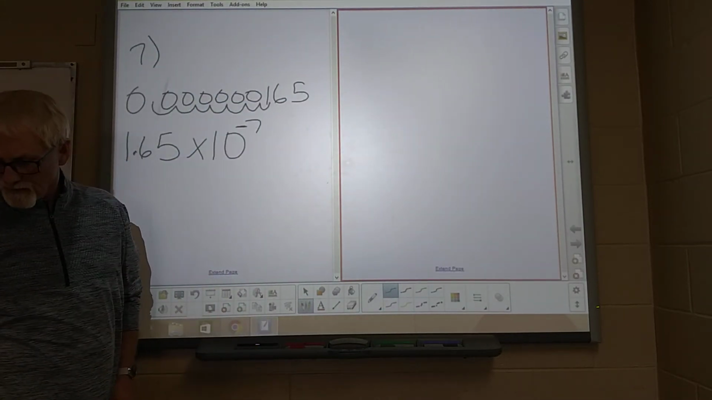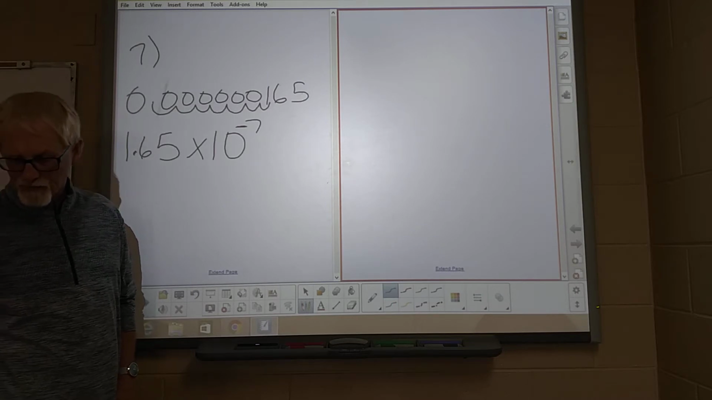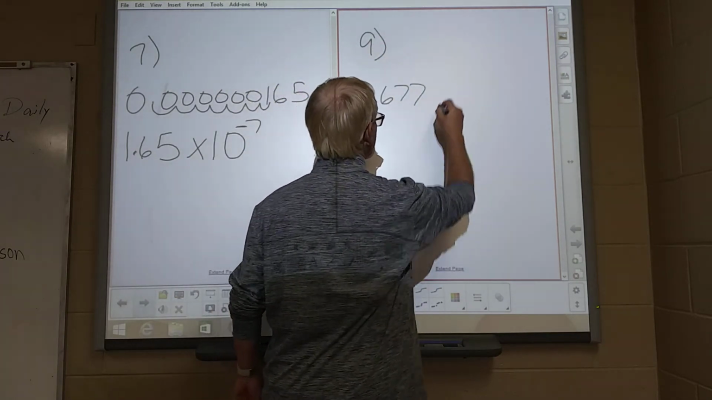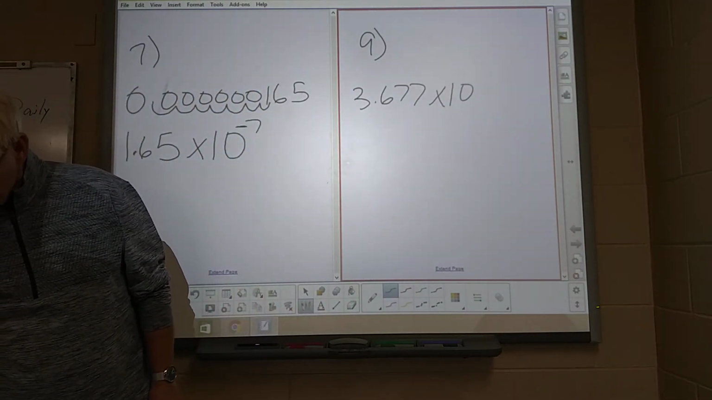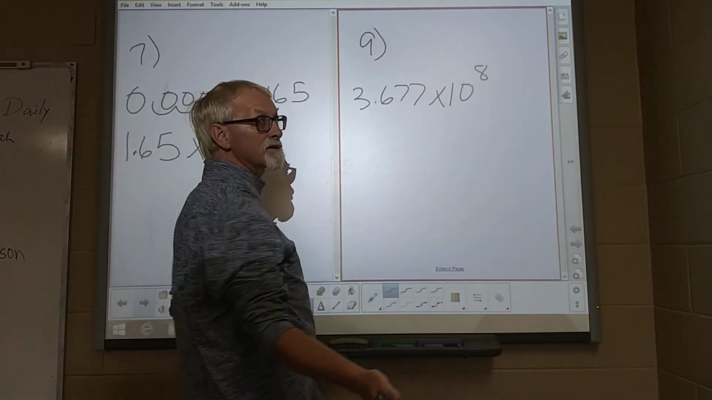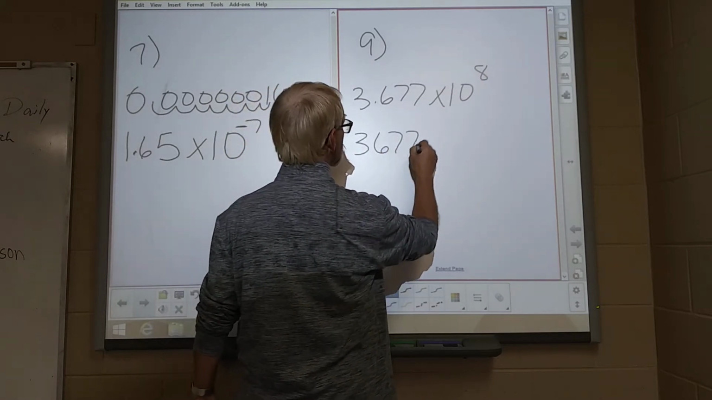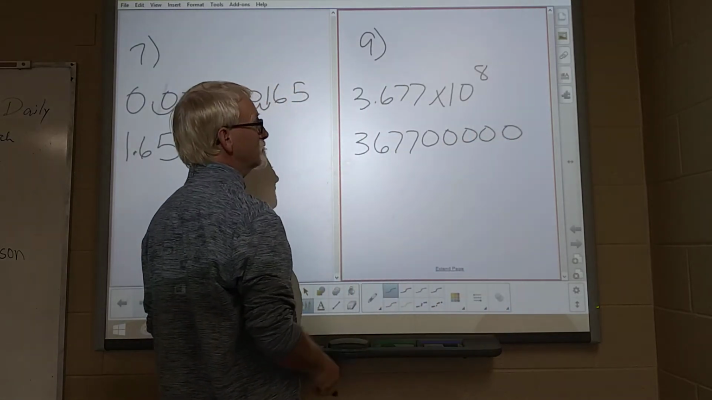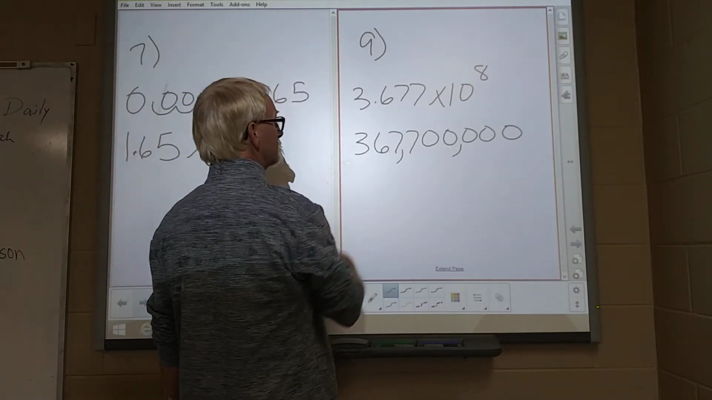All right, now we'll skip to 9. Write each number in decimal notation. Number 9, 3.677 times 10 to the 8th. So, you're just going to go back the other way. We move it 1, 2, 3, 4, 5, 6, 7, 8. So you just add the number of zeros to make it 8 places. Put your commas in, and we get 367 million.